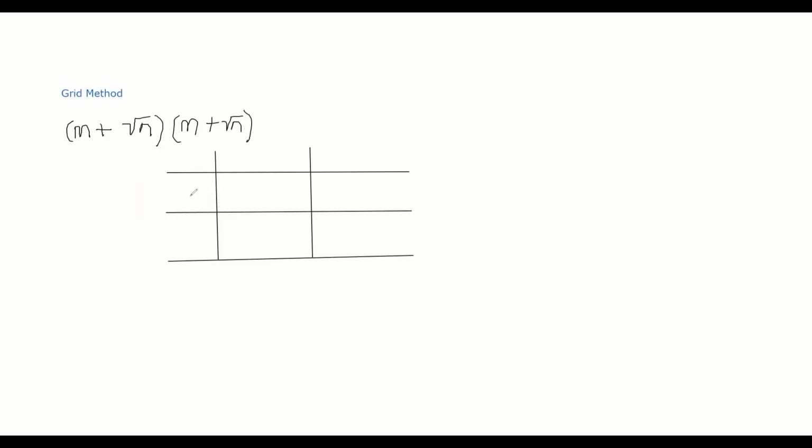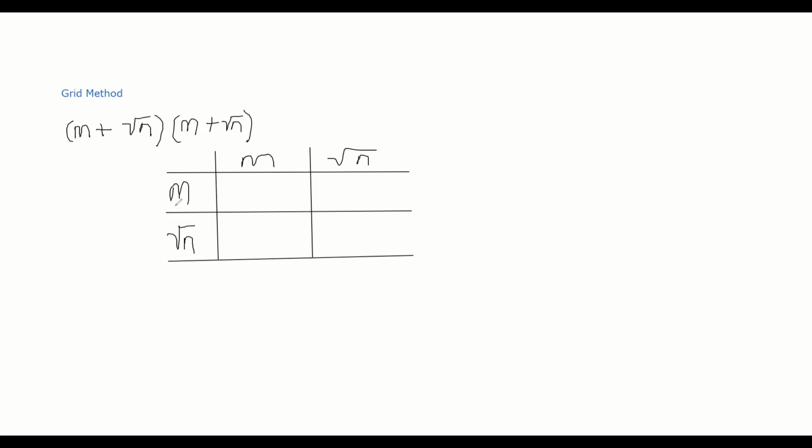Okay, the second method is the grid method. We're going to use the same example that we used earlier on. Here we have the same four variables, two variables in each bracket. So what we do is you take the variables in the first bracket here in the grid, and the variables in the second bracket here. This method is quite useful for those who find cross multiplication exhausting.